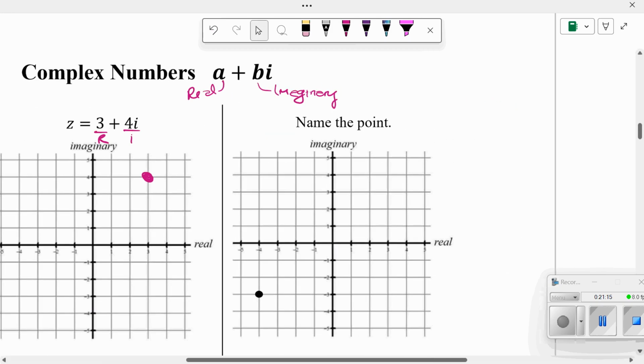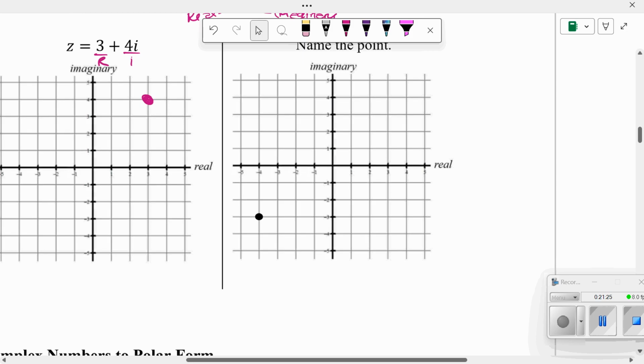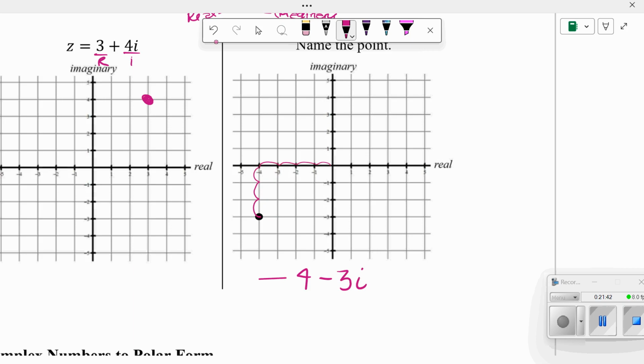All right, let's reverse it. Now they gave me a point, and I'm supposed to come up with the location of it. The way that we write this is we always start with the real first. On this particular one, starting at the origin, I have to go 1, 2, 3, 4 to the left. So I'm going to go -4. And then from there we go 1, 2, 3 down in the imaginary, so -3i. They're going to call this z equals -4 minus 3i. That is the name of that point right there. And that's how you graph imaginaries.